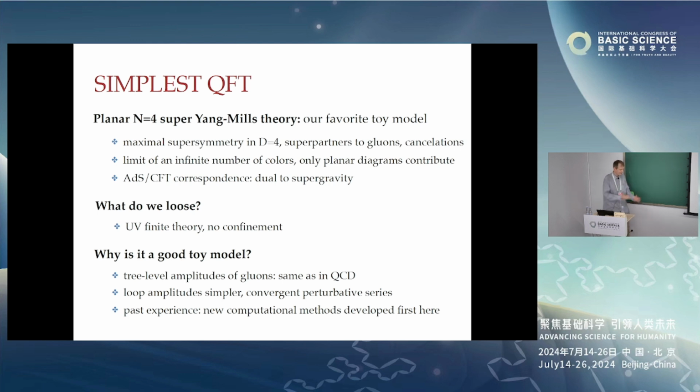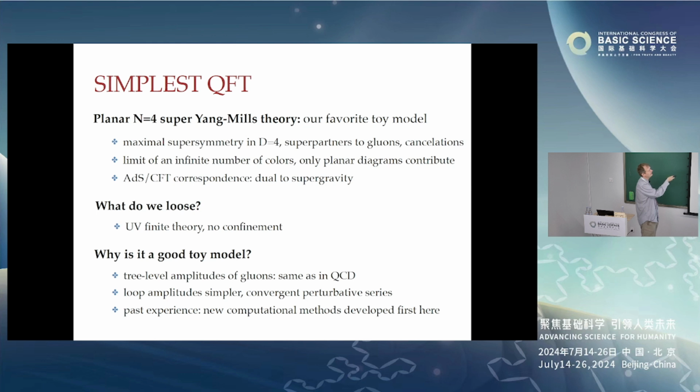Now I narrow down from QCD to a more special theory, because in order to make progress, we have to start with something simpler. This theory is called planar N=4 super-Yang-Mills. This is our favorite toy model for four-dimensional interacting gauge theories, and it has been a very useful playground for many theoretical ideas in the last 25 years.